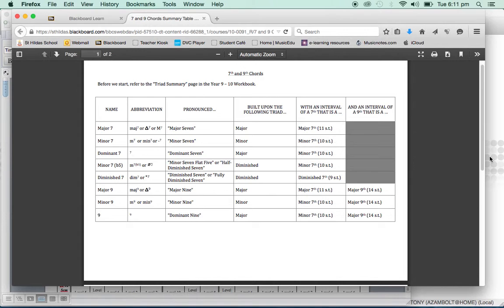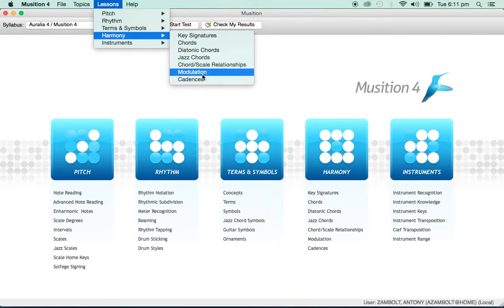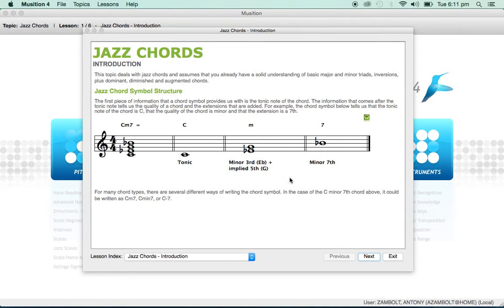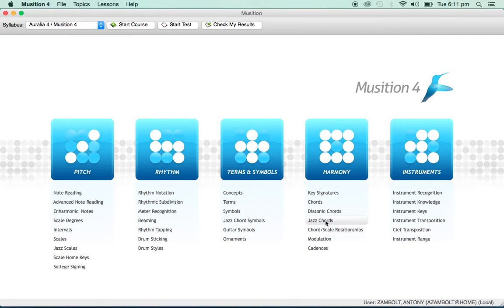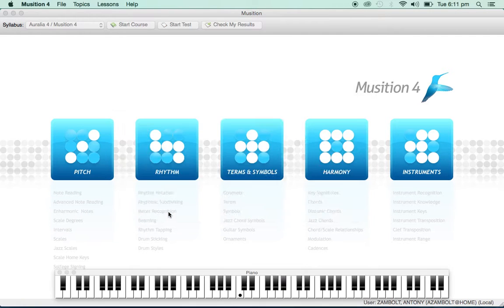Okay, so let's have a look. By the way, you can also have a look at the whole jazz chord section, which explains a lot about this topic. So looking at jazz chords, and we're looking at level 2, which means that we need to click in different types of 7th and 9th chords. Now, I will not kid you, this is quite tricky.